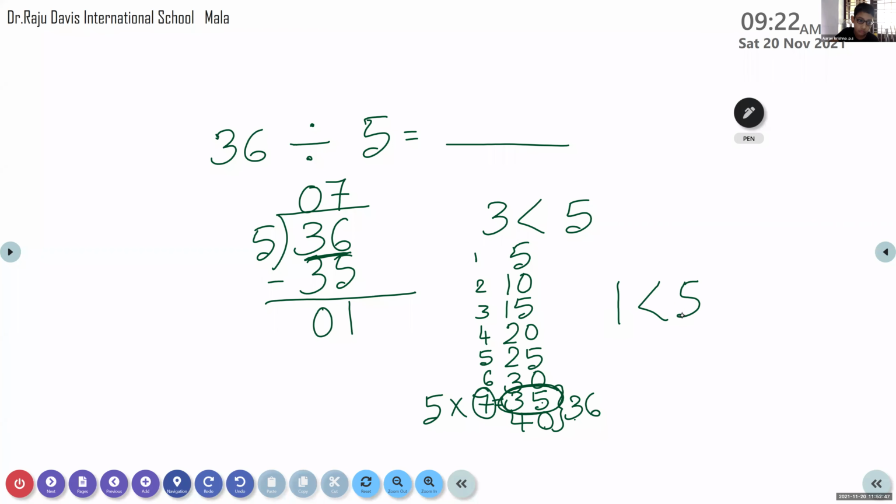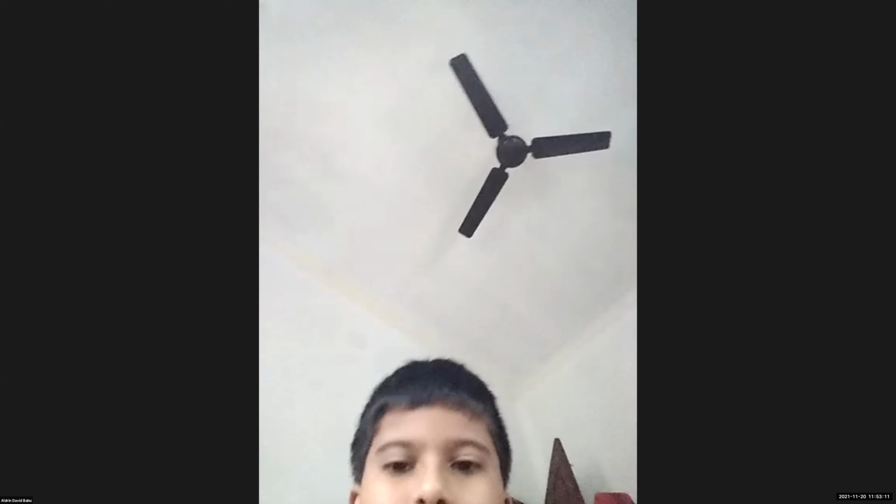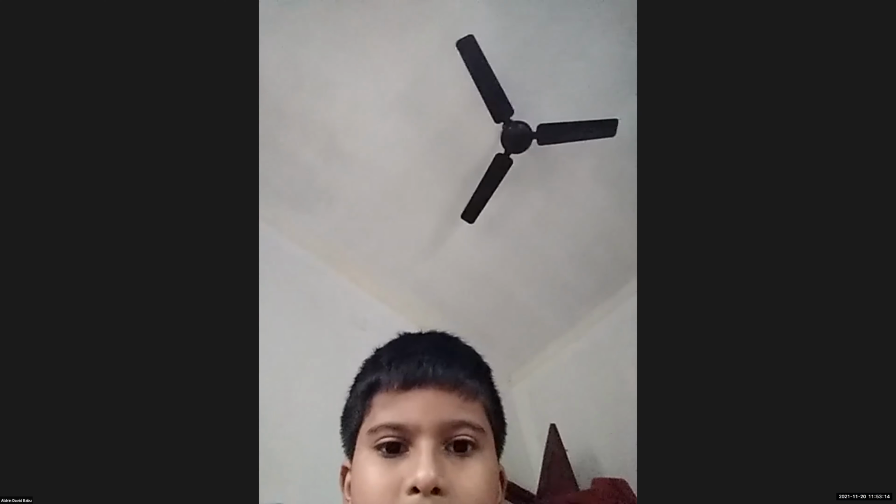In the first case also the dividend was lesser, but another number was also there, so we took it together, then it became bigger. Now no other number is there to take down, isn't it? So only 1 is there and 1 is lesser than 5. So nothing can be done over there. You have to stop. This will become the remainder and 7 will be the answer. 1 digit question.